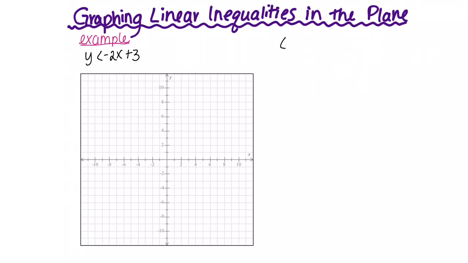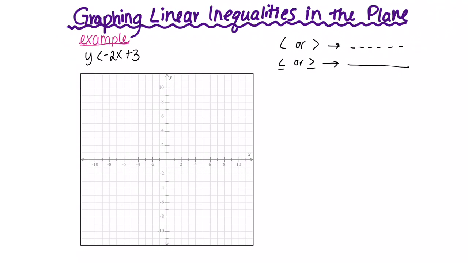If you have no underline on your inequality symbol, this is going to be a dashed line in the plane. And if you have an underline, that's going to be a solid line in the plane. Right. So whether or not it has an underline is going to play into it. And the other thing that will play into it is the direction.